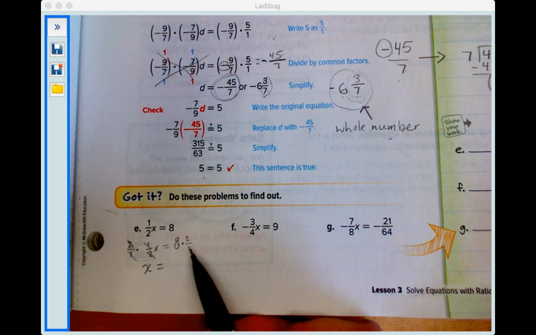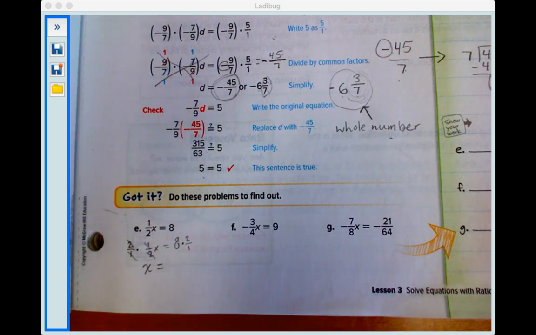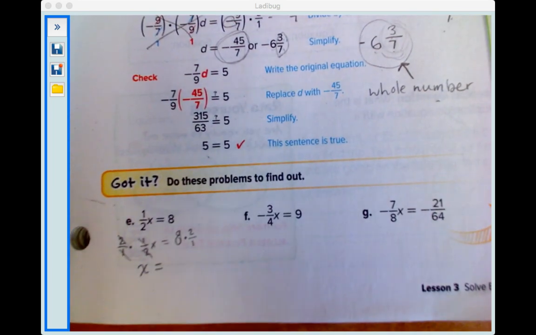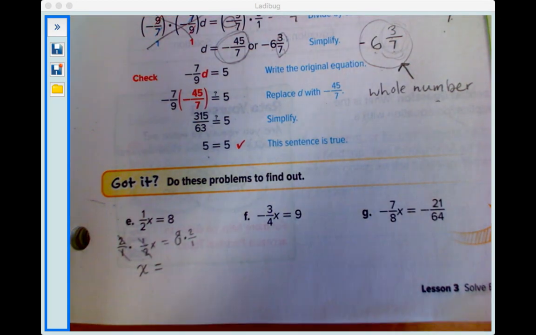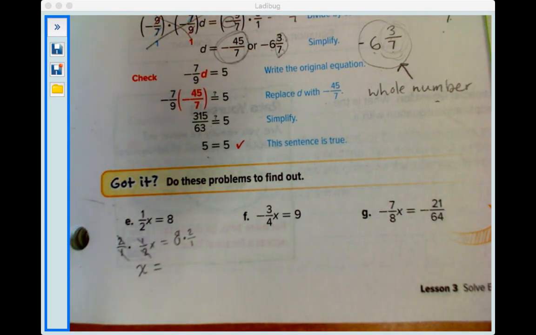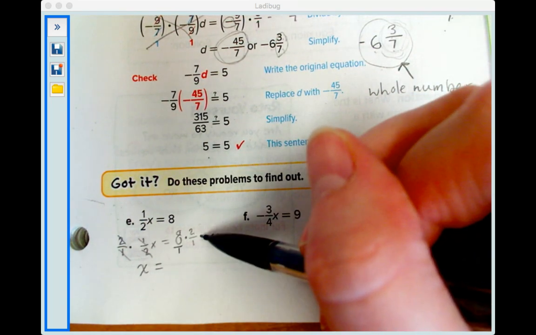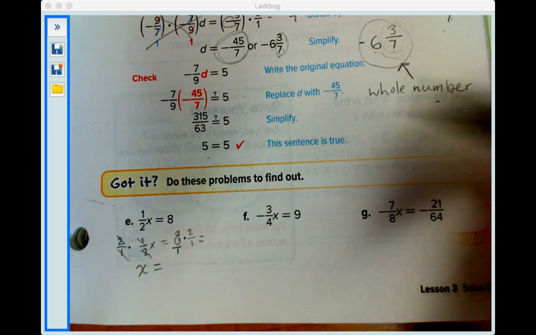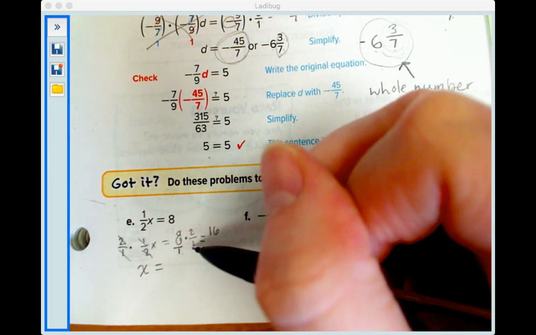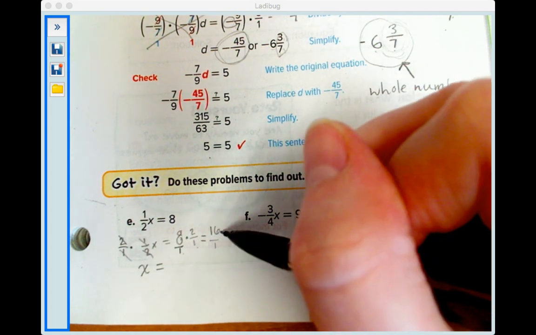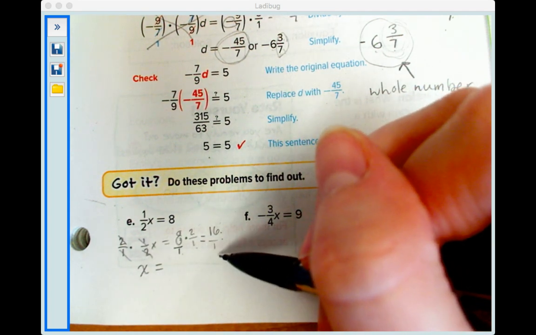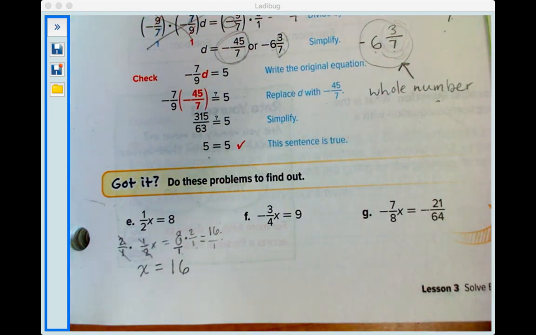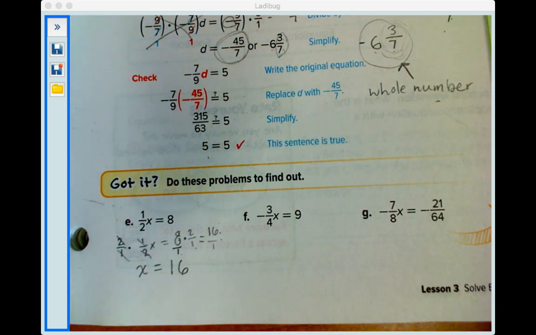8 times 2/1, well, 8 is a whole number, but every whole number has an invisible 1 sitting underneath it. Let me focus that better for you. So 8/1. So what you're going to do here is multiply 8 times 2 equals 16. 1 times 1 equals 1. 16/1, 16 divided by 1 is 16. That is letter E. X equals 16.